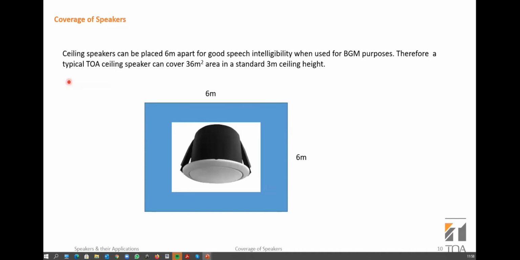A standard TOA ceiling speaker, like the PC range that's in the picture, normally does something like 6 by 6 meters, 36 square meters. If you're playing background music in an area with a standard height of 3 meters, which is our normal standard office or domestic height, TOA speakers can comfortably cover a 6 by 6 meter area. If we are going to be using just these speakers to make microphone announcements, with no music, you can even space them as far apart as 9 meters, 8 meters, 7 meters, depending on the budget involved.